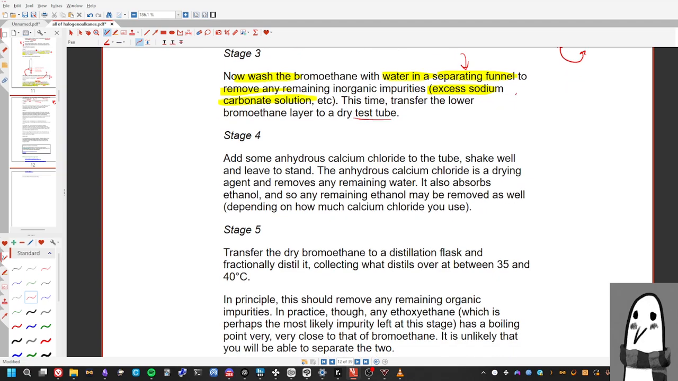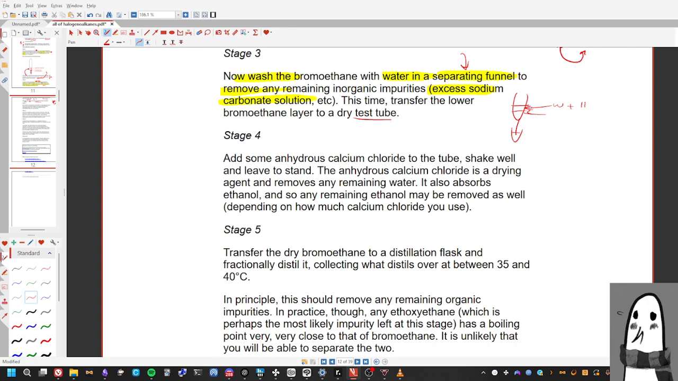So finally, when you have this, you're going to have the top layer containing your water plus the inorganic impurities, and your bottom one is going to be your bromomethane layer. You want to move the bromomethane layer into a dry test tube. Okay.